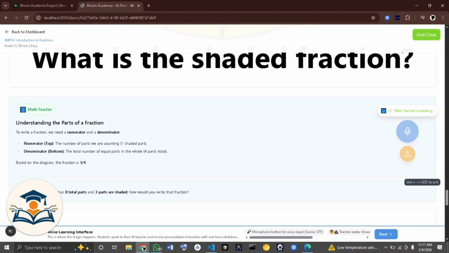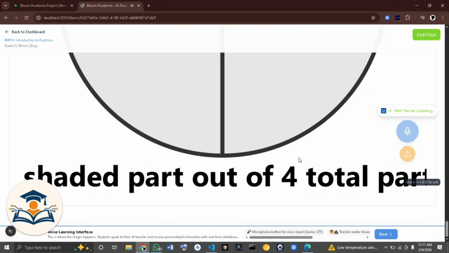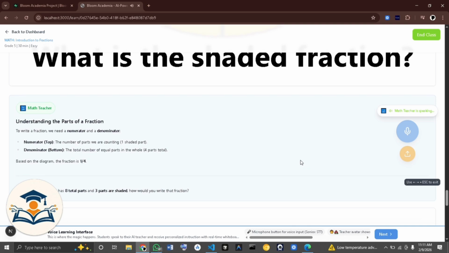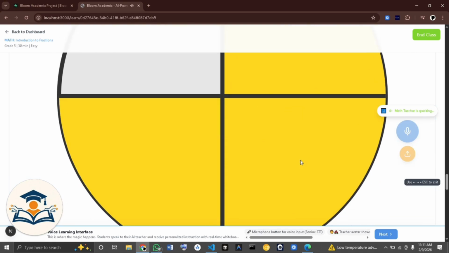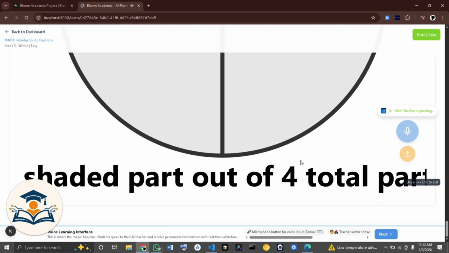In math, a fraction is a way to show a part of a whole using two numbers instead of just one. Look at the circle on the board. It is divided into four equal pieces, and only one piece is colored yellow. We write this as 1 over 4. 1 is the numerator, which is the part we have, and 4 is the denominator, which is the total. To make sure that makes sense, if you had a shape with 8 total parts and 3 were shaded, how would you write that fraction?